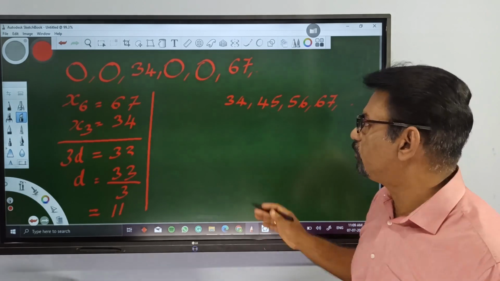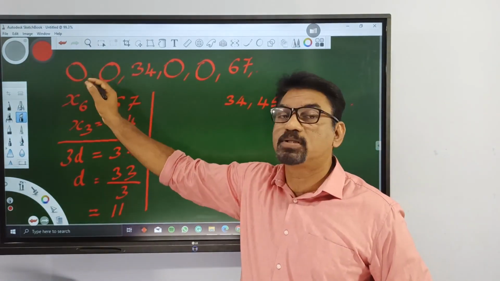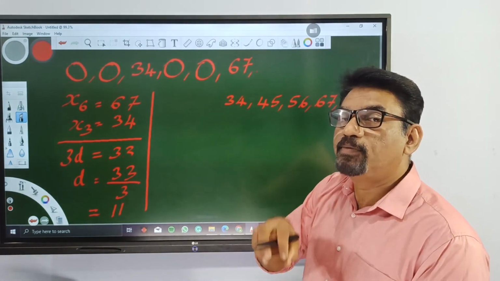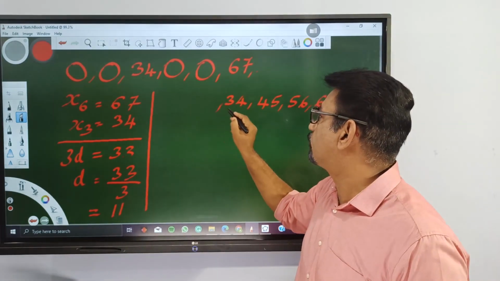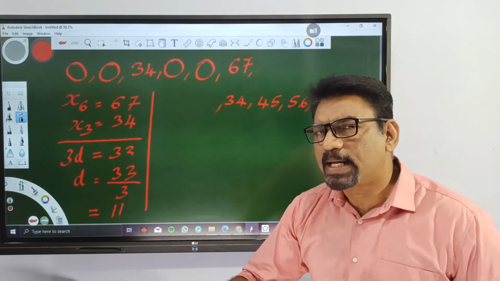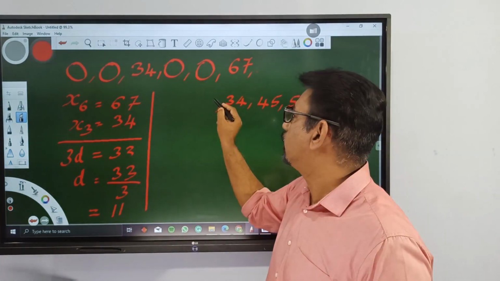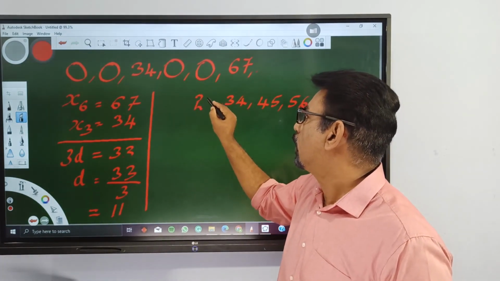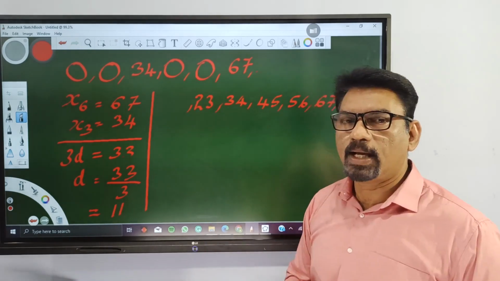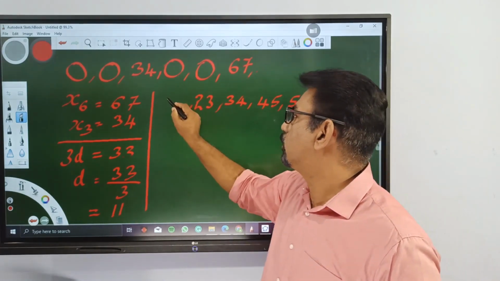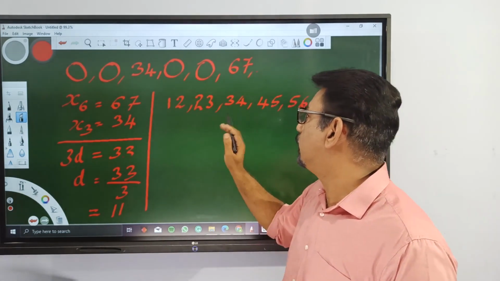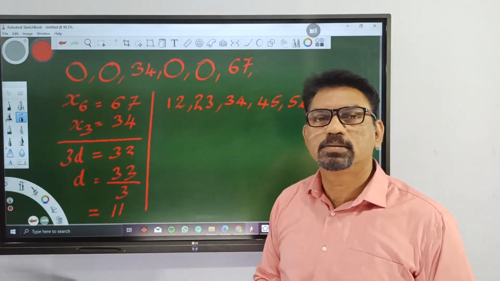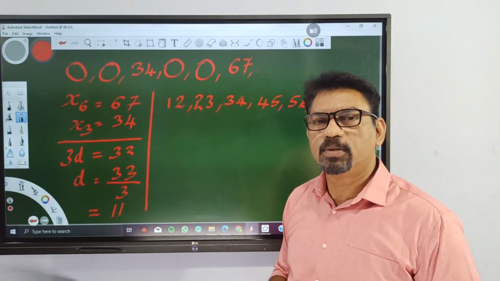Moving forward, we have to move backward also. We have to find the first 2 terms. It is very essential, since we are asked to write the first 5 terms of the sequence. Therefore, moving back from 34 by subtracting 11, the immediately preceding term is 11 less than this, which is 23. Further moving back by subtracting the same 11, we get 12. Therefore, 12, 23, 34, 45, 56, etc. are the terms of the sequence. Very simple problem, I think.